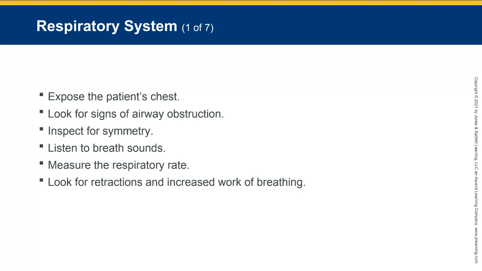Now, if we're going to assess the respiratory system, we will expose the patient's chest if it is appropriate. We will look for signs of airway obstruction. We will inspect for symmetry. Does the right side of the chest match the left side? We will listen for lung sounds, and a lot of EMTs do not know where to place the stethoscope when listening for lung sounds. Ensure that you review YouTube videos for placement before coming to your practical session. Measure the respiratory rate. Look for retractions and increased work of breathing.